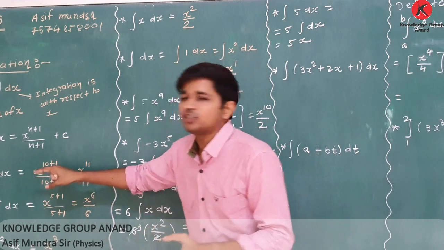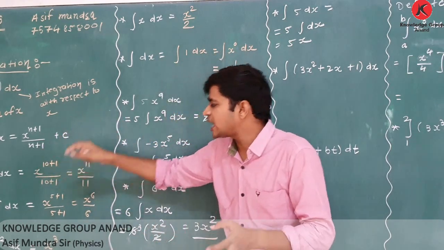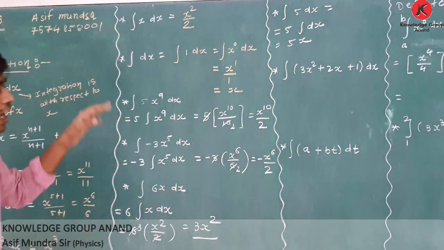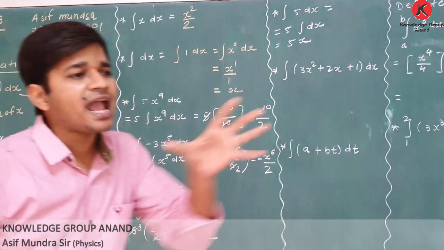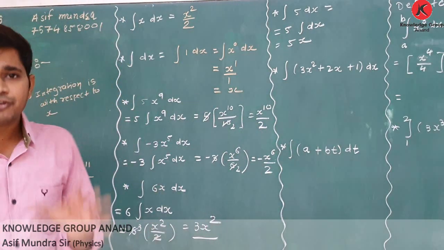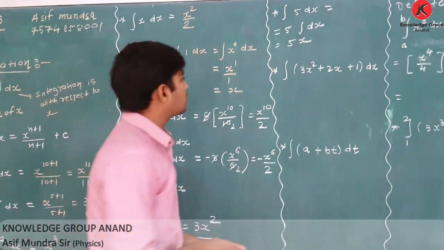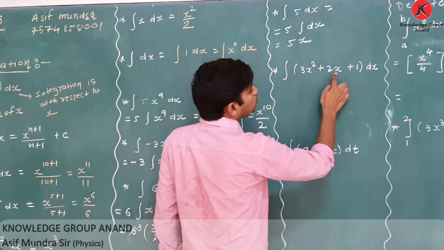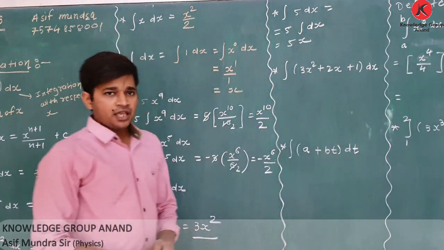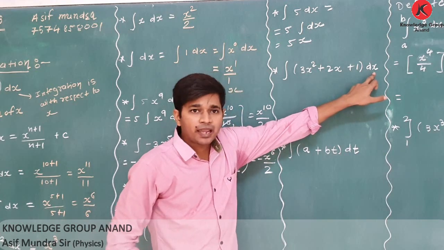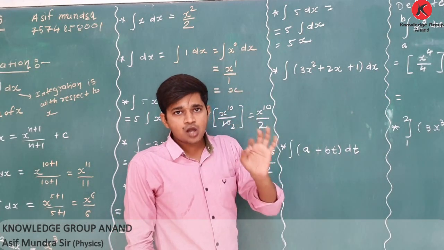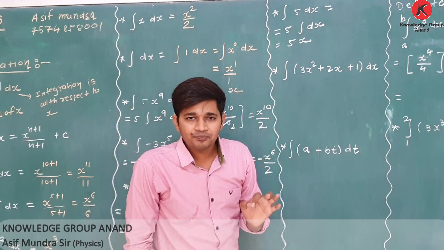So these are individual terms: what is integration of x raised to 10, x raised to 5, x square, x dx, and like this with coefficients. Now if you are given any equation, for example, integration 3x square plus 2x plus 1 dx. Integration is with respect to x and it is a whole equation. Okay, how to find it? See, it is simple.